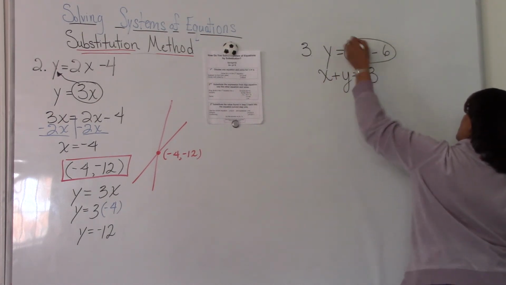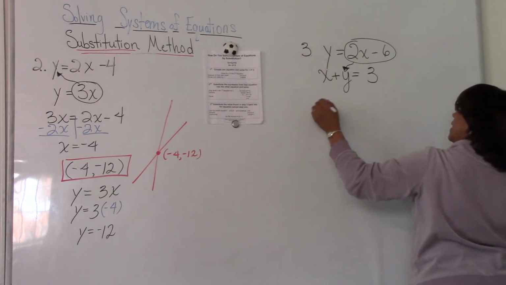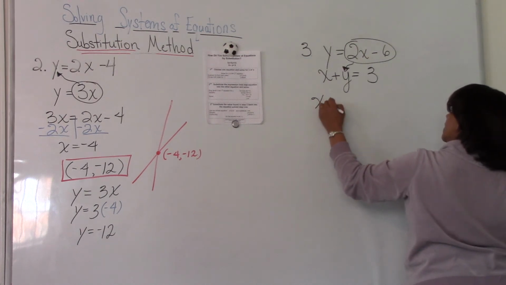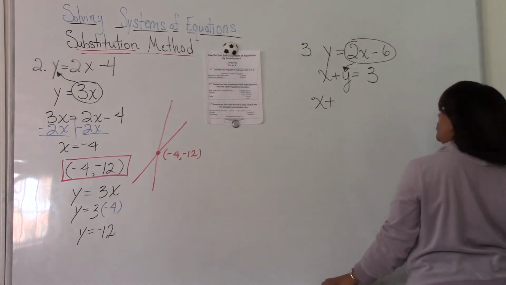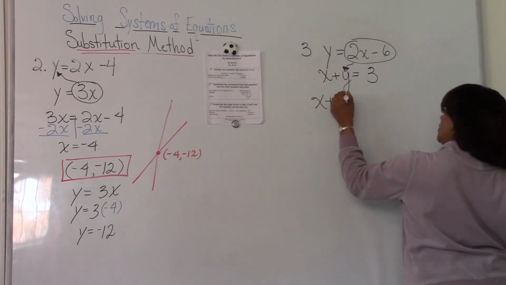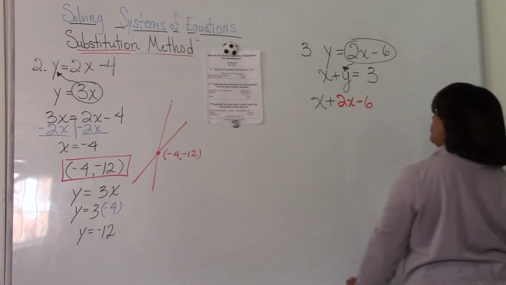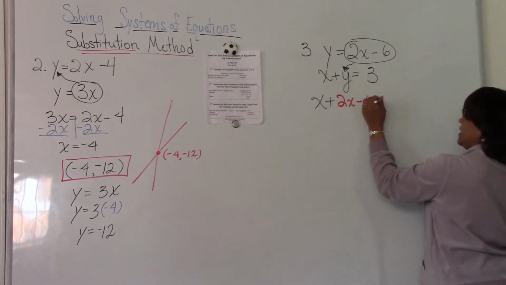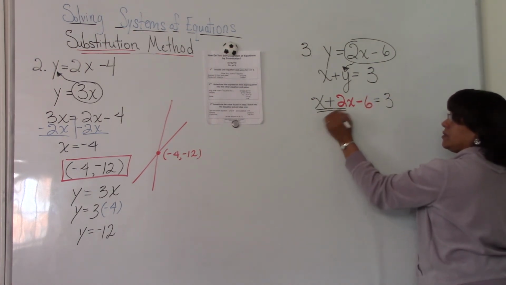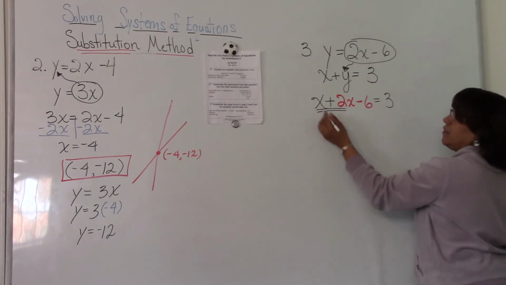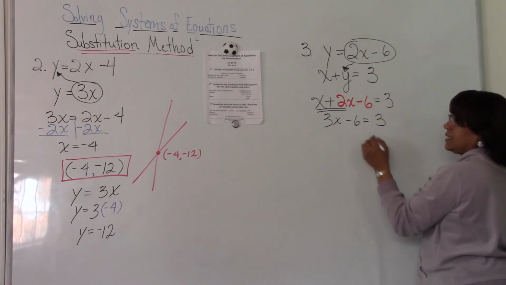So you take this, they've already solved for y, so you put that in place of y, okay? So now we have x plus y is equal to this whole expression, so you're going to plug in that whole expression, 2x minus 6, and then bring down your equals 3. Because remember, you're plugging it into this equation, so you have to bring down the rest of that equation. So the idea is to just have one variable, because you can't solve if you have two separate variables here. So 3x minus 6 is equal to 3, because we combine like terms.